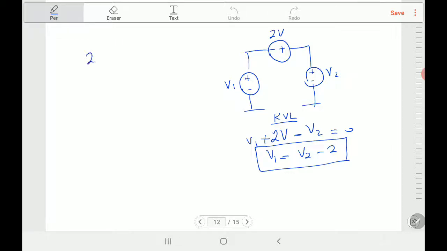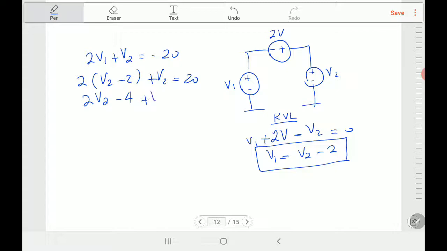Okay, and that's the equation that you have, 2V1 plus V2 is equal minus 20. And you have V1 is equal V2 minus 2. So you replace it by V2 minus 2 plus V2 is equal 20. 2V2 minus 4 plus V2 equal 20. 2 and 1 is equal 3. 3V2, 4 in the other direction. So V2 equal 24 over 3 is equal 8 voltage.